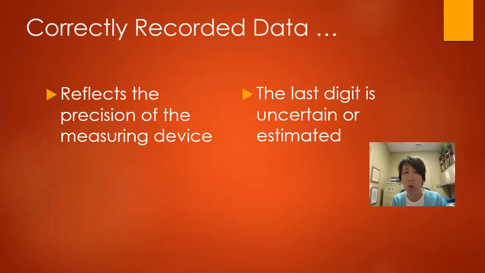So when we are correctly recording a measurement, a correctly recorded measurement reflects the precision of a measuring device. The last digit is always uncertain or estimated, and that estimated digit is considered to be plus or minus 1, whatever that last place value is. If the precision is greater than plus or minus 1, then it has to be expressly written.